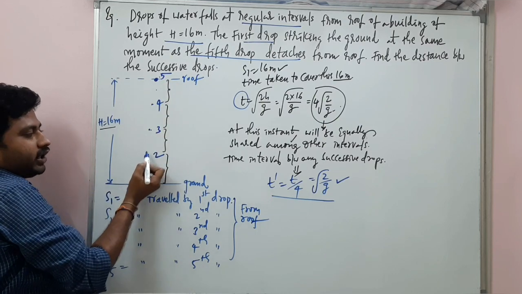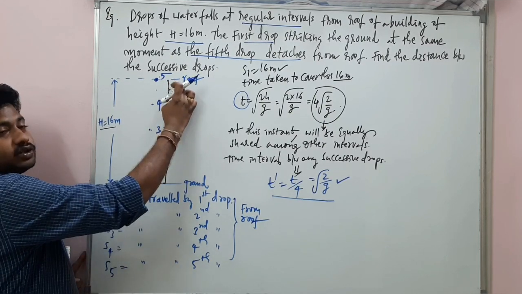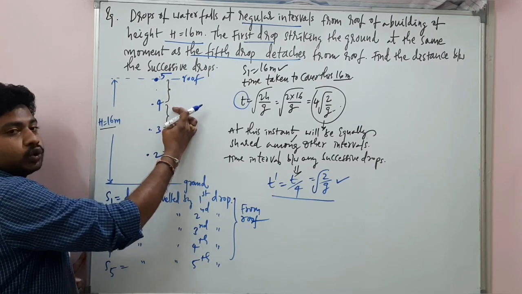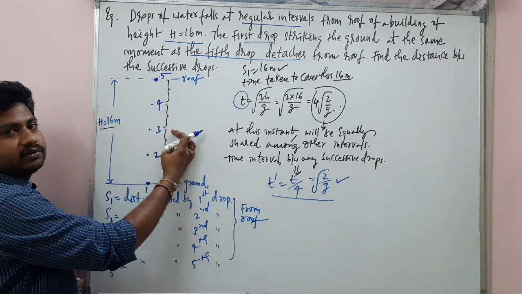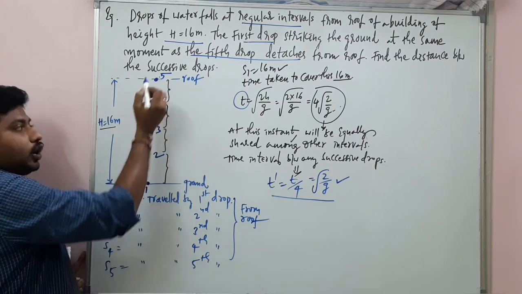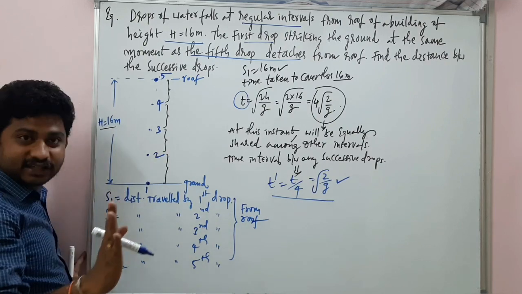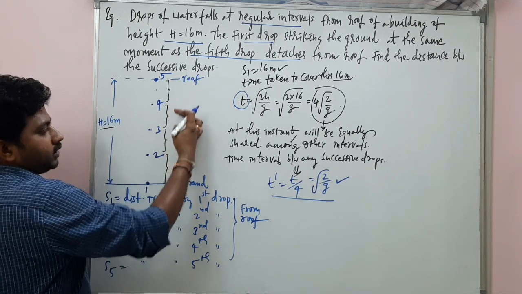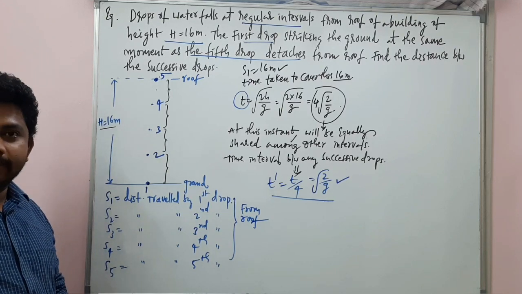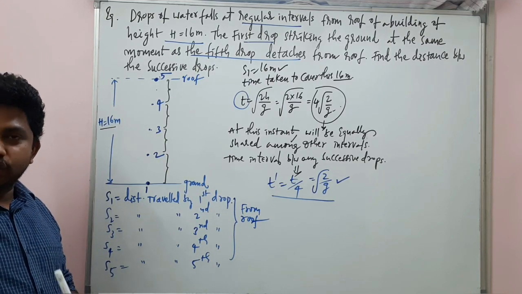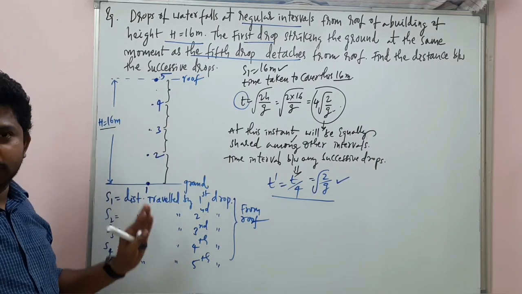Fifth drop to reach from here to here, that is 3 into root 2 by g, because it has to travel root 2 by g, root 2 by g, and another root 2 by g also. And for the fifth drop to reach the ground, it should travel 4 times root 2 by g. Yes or no? Clear? So this is the most important part of the problem.